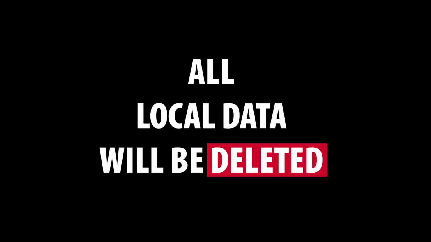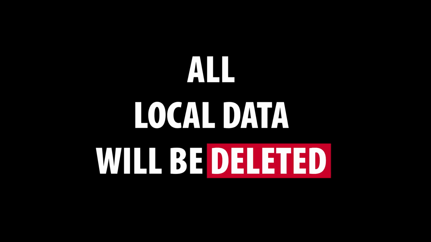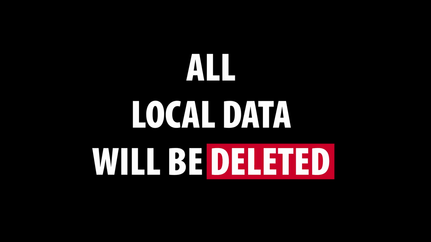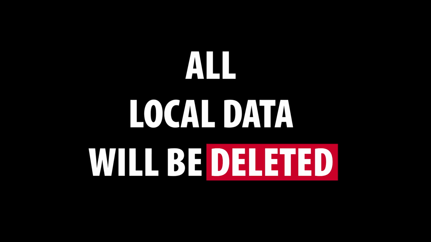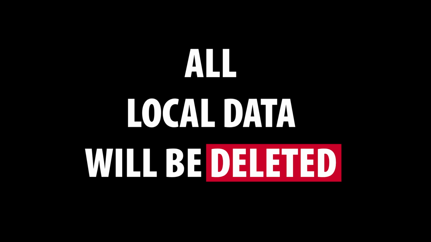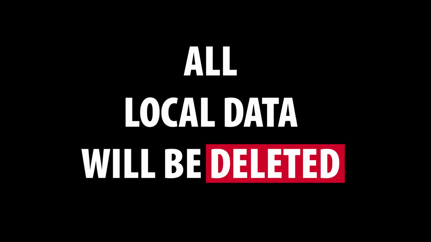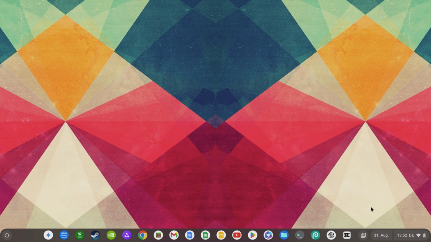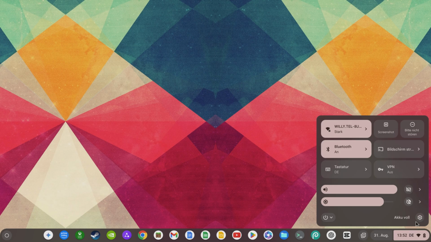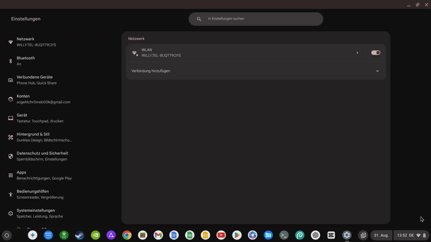More importantly, enabling developer mode will delete all local data, so think carefully about whether you want to take this step, and be sure to back up your local data before enabling developer mode. To switch to developer mode, you must first change the channel your Chromebook is on.